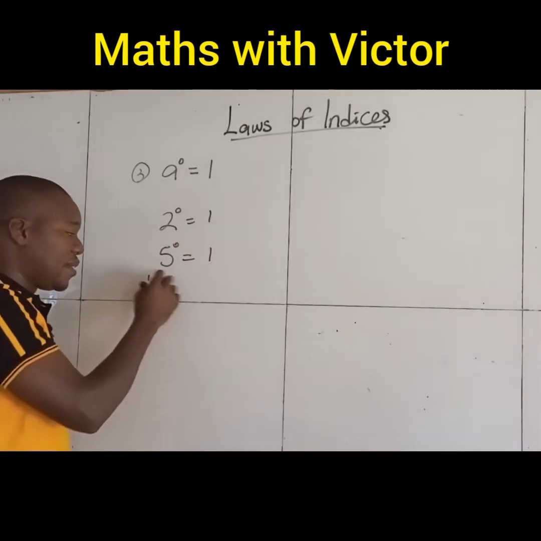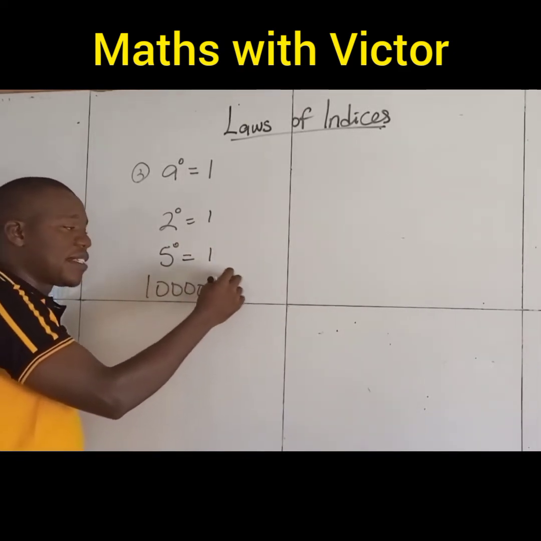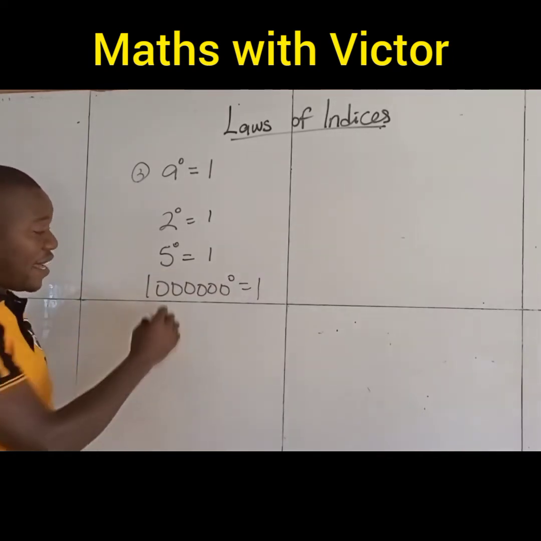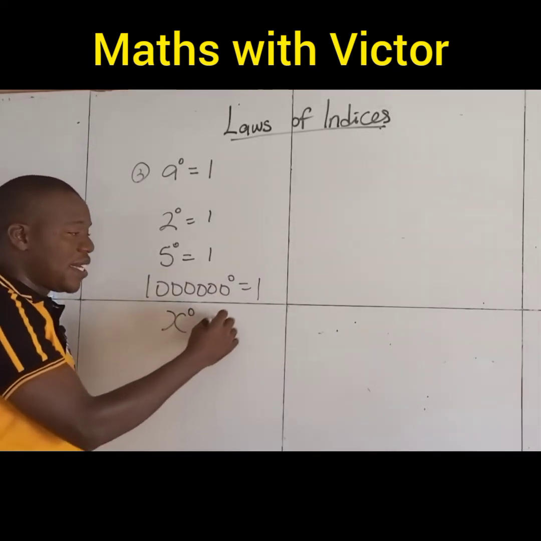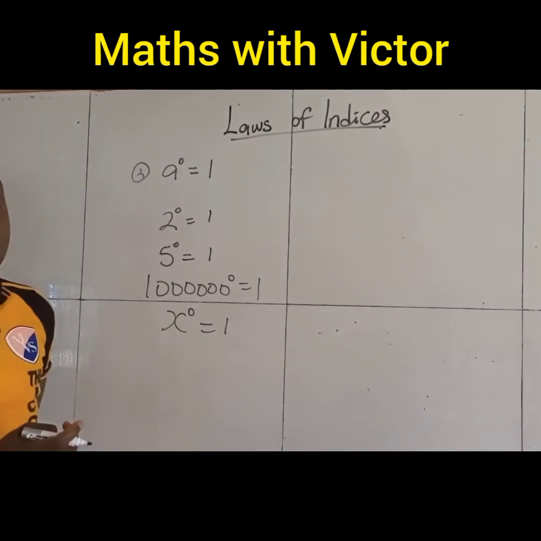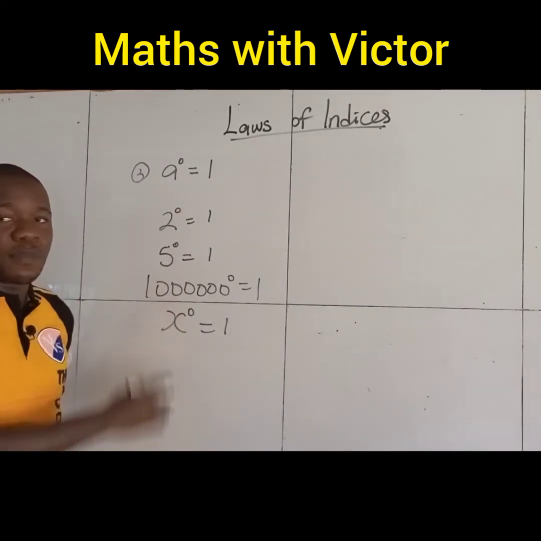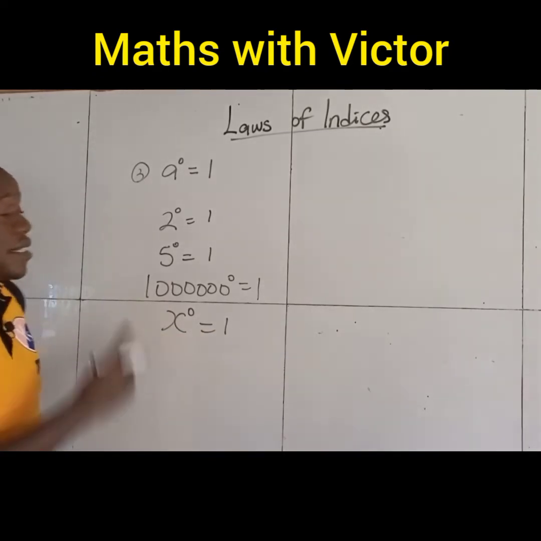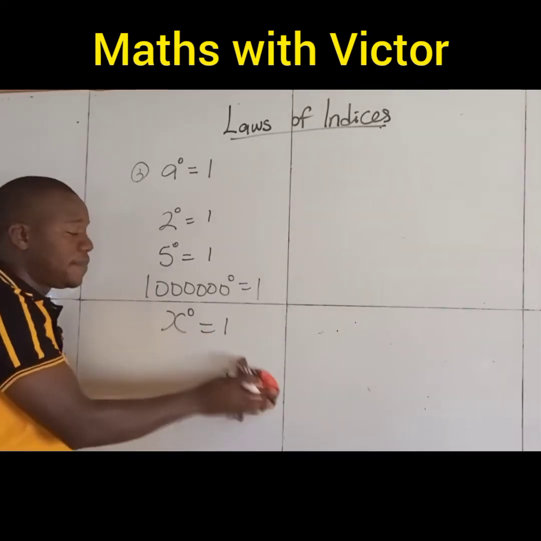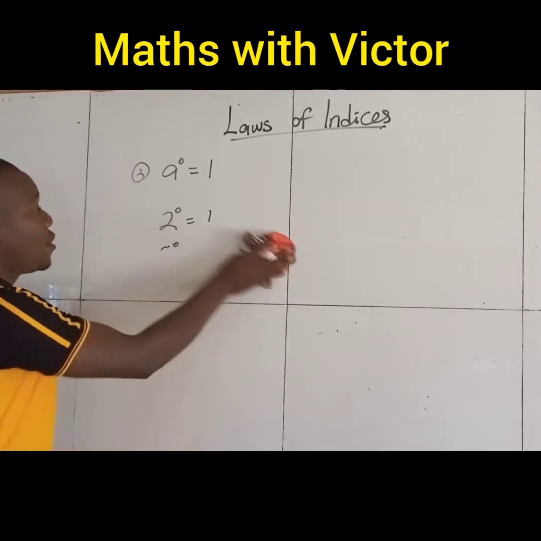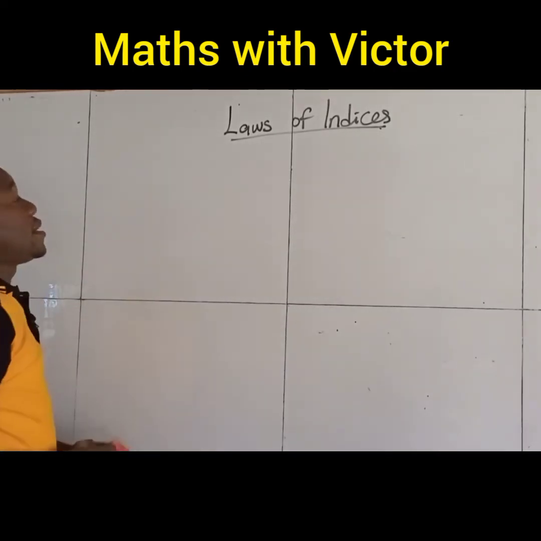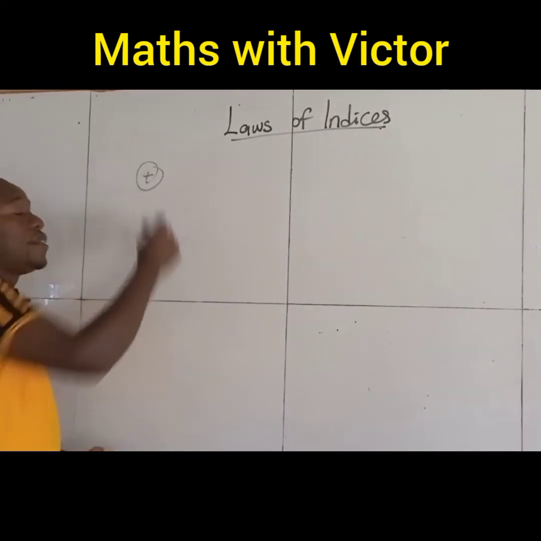If I have 1 million raised to the power 0, the answer is 1. If I have x raised to the power 0, the answer is 1. So you must have this at your fingertips, that anything, any number, any quantity raised to the power of 0 gives you 1. That is the zero power of indices. I can move on to the fourth law of indices, law number 4.